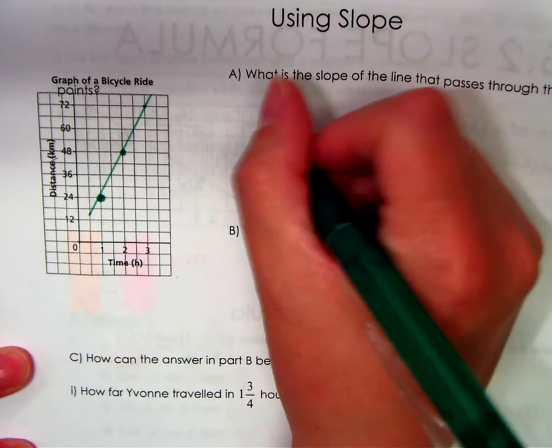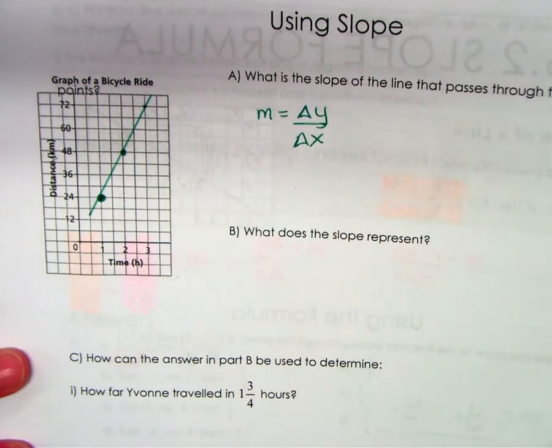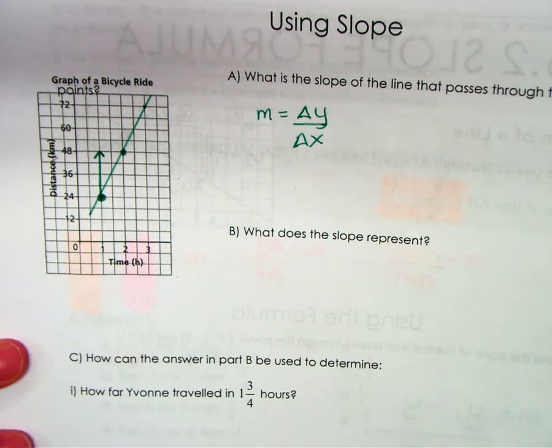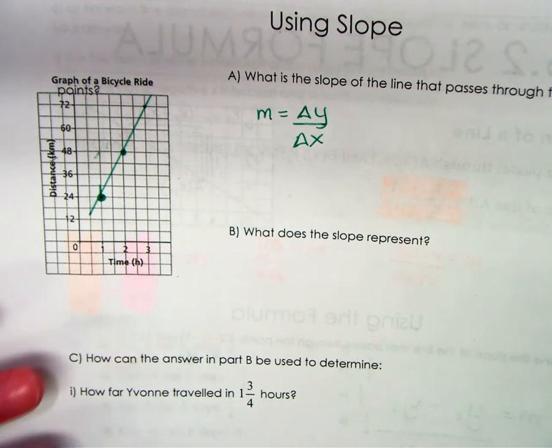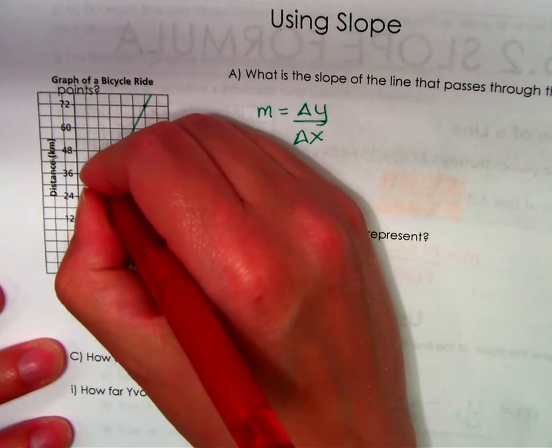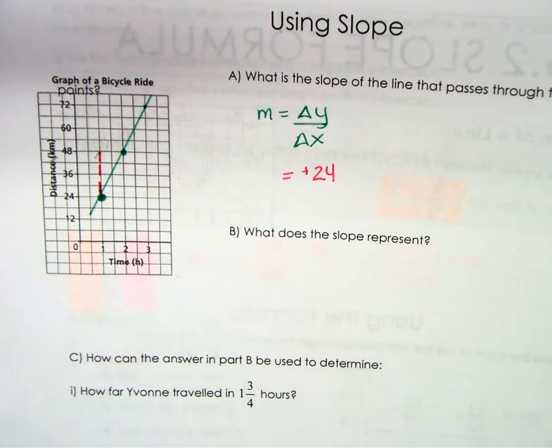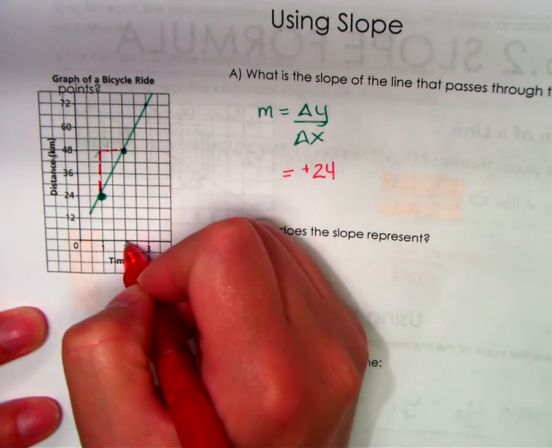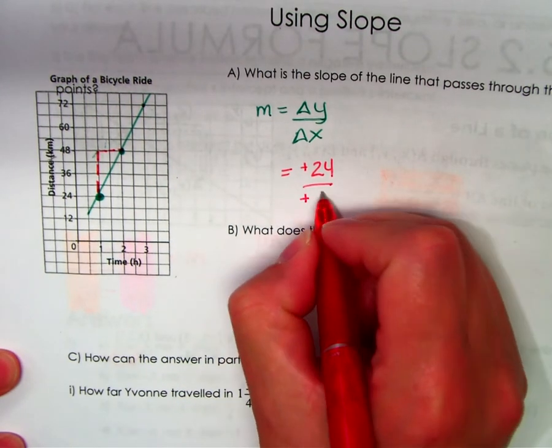So I'm going to look at my change in y first, over my change in x. So how high do I have to go to get to the next point? Maybe I'll use a different color there. So I was at 24, and I need to get to 48. So I've gone up 24. So up is a positive, right? And now I'm moving to the right. So I started at 1, and I'm going over to 2. So how far did I go over? 1 unit. And I went to the right, so that's a positive.